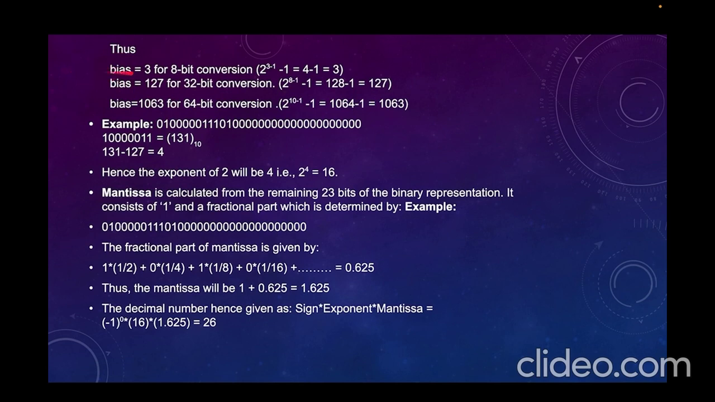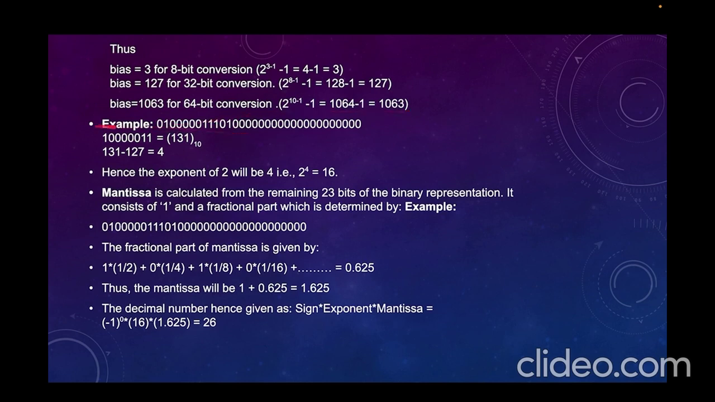For the bias, for the 8-bit conversion, it would be 2 raised to 3 minus 1, which is 4 minus 1, that is 3. So 3 for 8-bit conversion. Now 127 for 32-bit conversion: as before, this would be 2 raised to 8 minus 1, minus 1, which is 128 minus 1, that is 127. Similarly for 64-bit conversion, it would be 2 raised to 10 minus 1, minus 1, that is 1063 for 64-bit conversion.